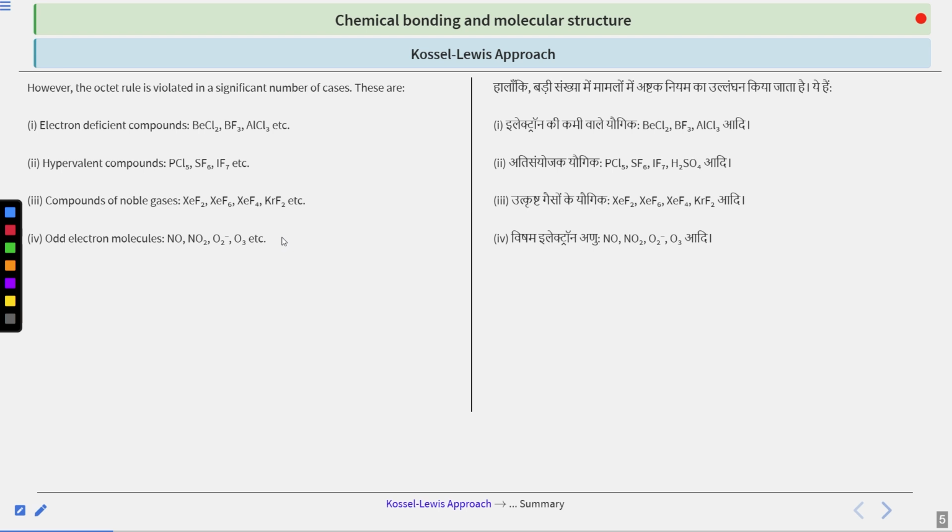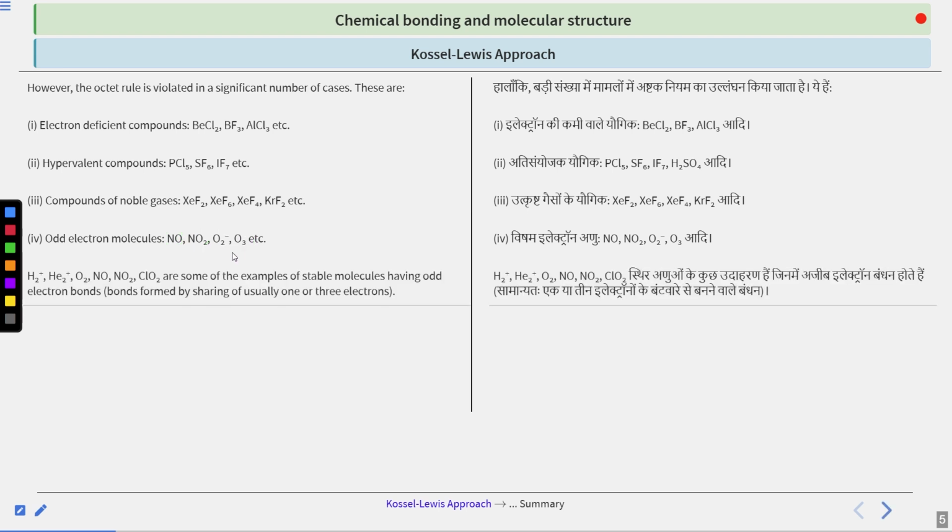And at last we have this anomaly of the odd electron. These compounds have an odd number of electrons, and for example, if you take H2+, there is 1 electron, and this 1 electron is being distributed between 2 atoms.